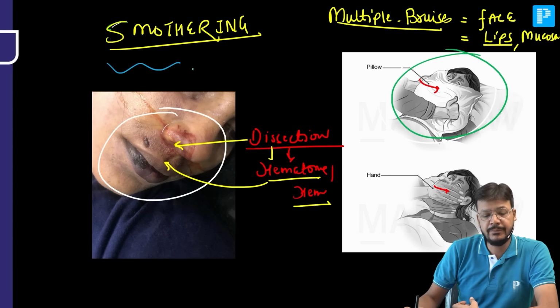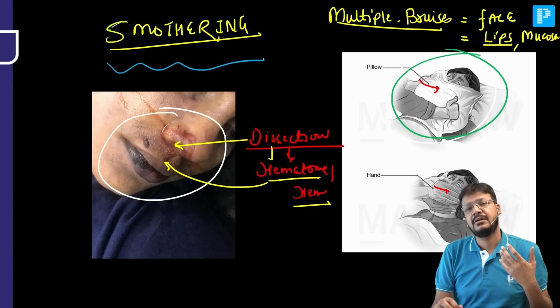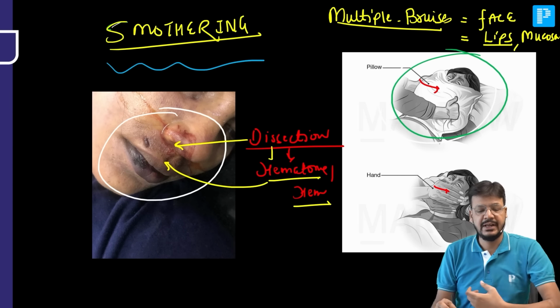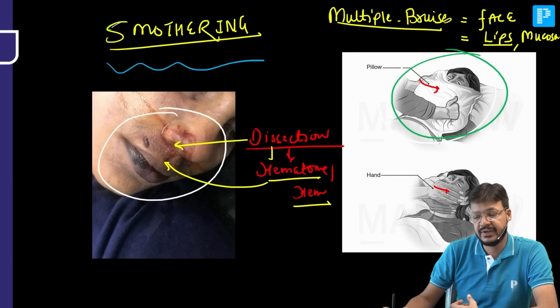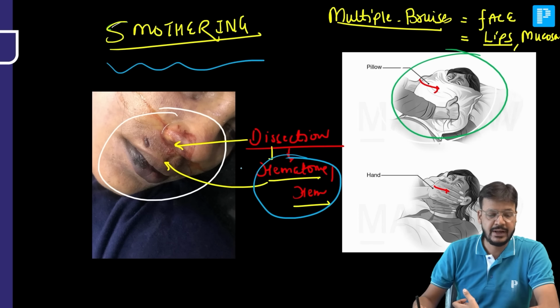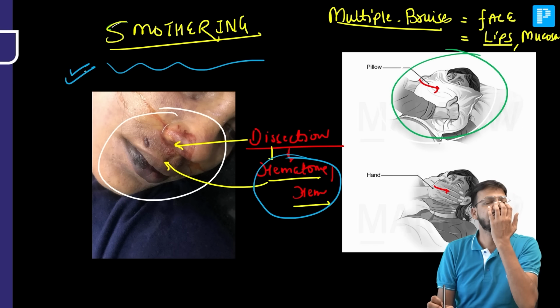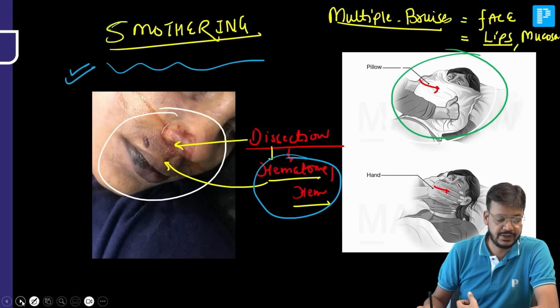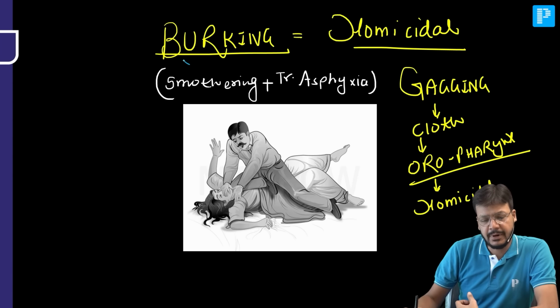Now, the multiple bruises over the neck, hematoma, that is throttling, but multiple bruises on the face and lips and mouth, and after dissection you have hematoma or hemorrhage, this is smothering, my dear friend. Now, what is burking?